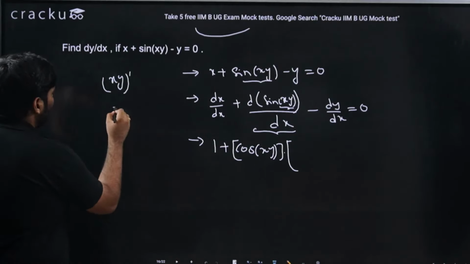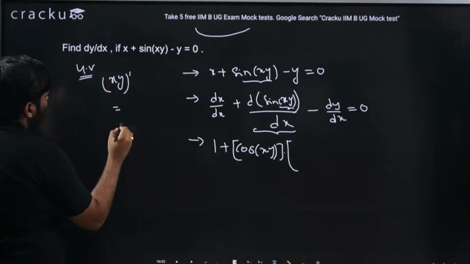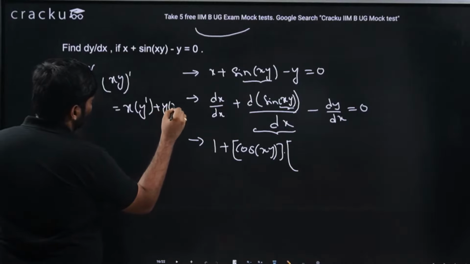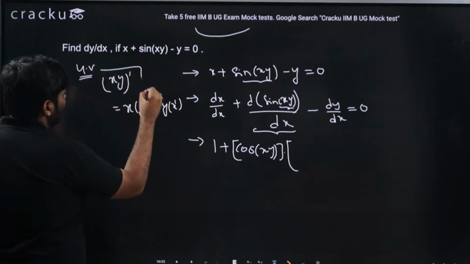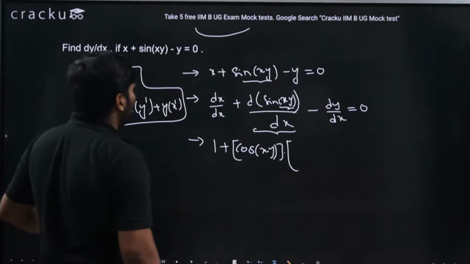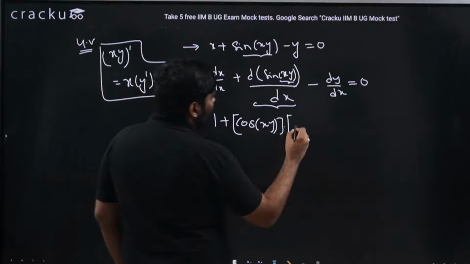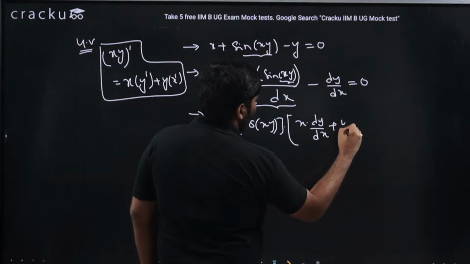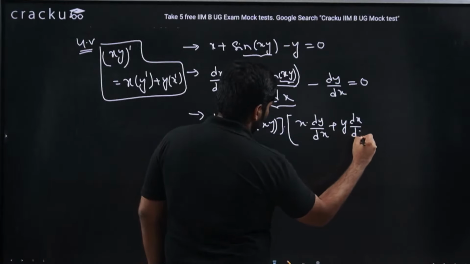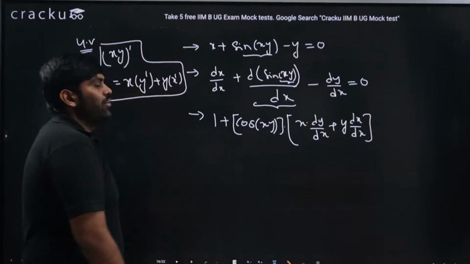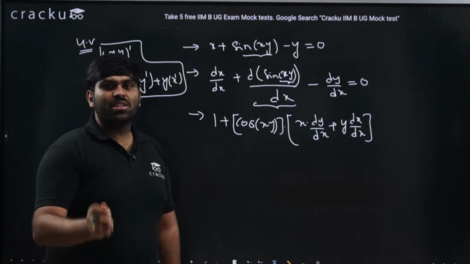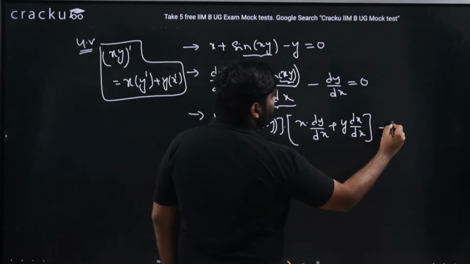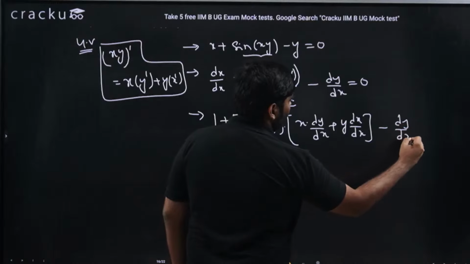xy whole dash, apply UV rule. What am I getting? x into y dash plus y into x dash. So this is the thing, y into x dash. Here when I differentiate this, x into dy by dx plus y into dx by dx. dx by dx is basically 1. So basically xy differentiation is x into dy by dx plus y into 1, because x differentiation is 1, minus dy by dx is equal to 0.